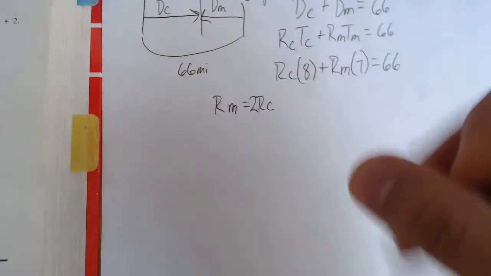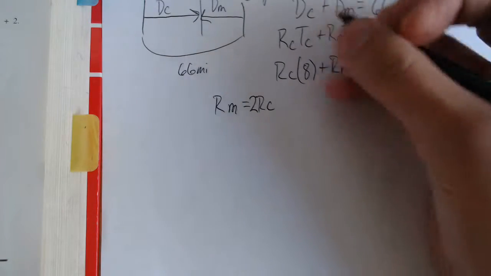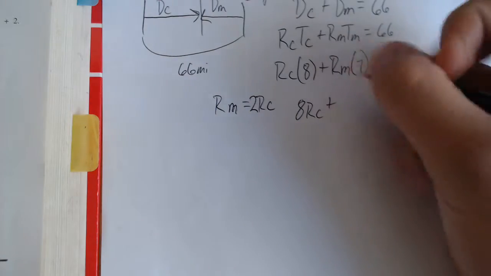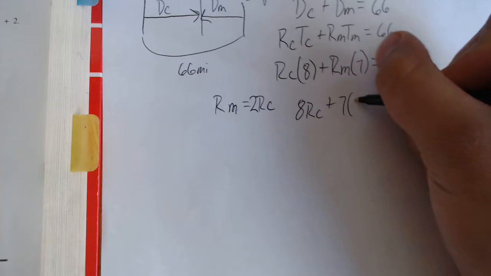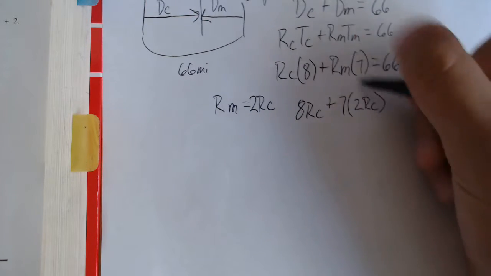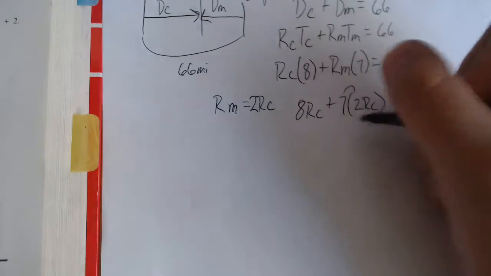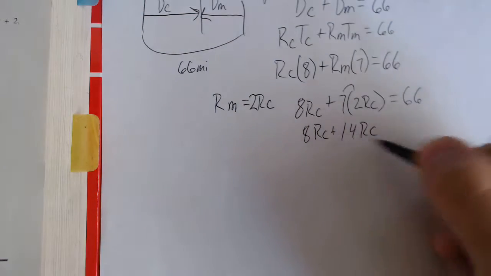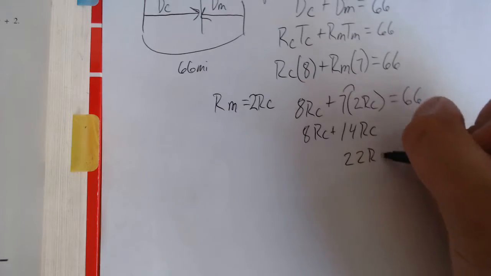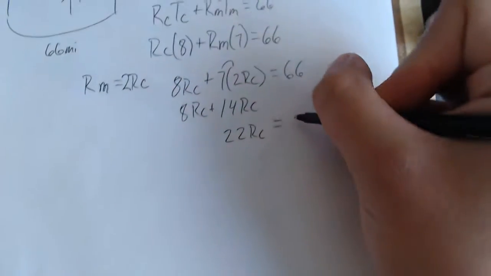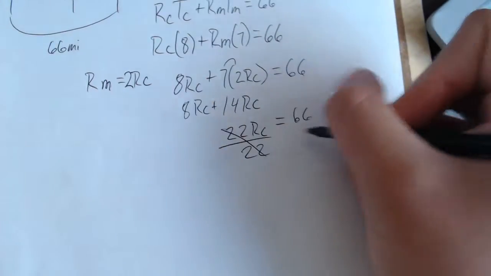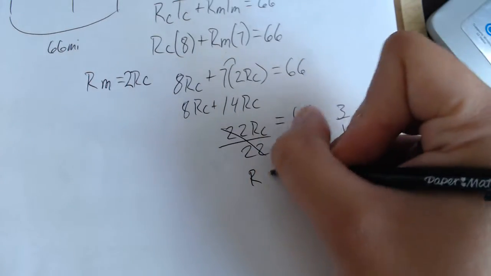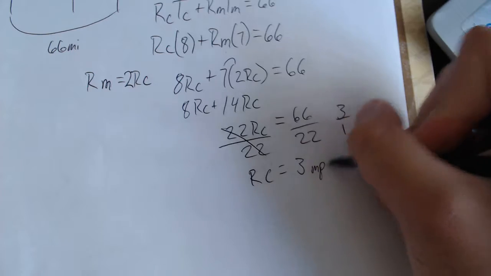I'm going to go ahead and do that now. I'll also simplify these coefficients. So this equation can be rewritten as 8 times the rate of Chester plus 7 times 2RC instead of RM equals 66. That'll simplify to 14RC. 8RC plus 14RC, since they're like terms, gives me 22RC. And all of that is still equal to 66. From here, I just divide by 22. That reduces to 3 over 1. So the rate of Chester is equal to 3, or 3 miles per hour.